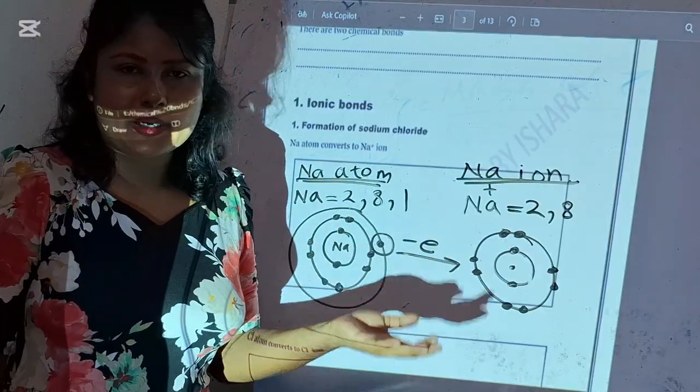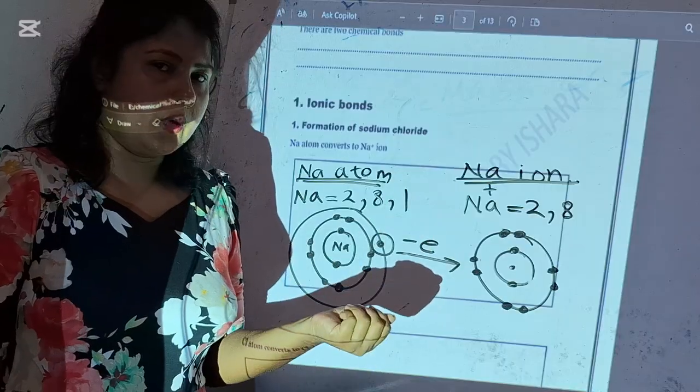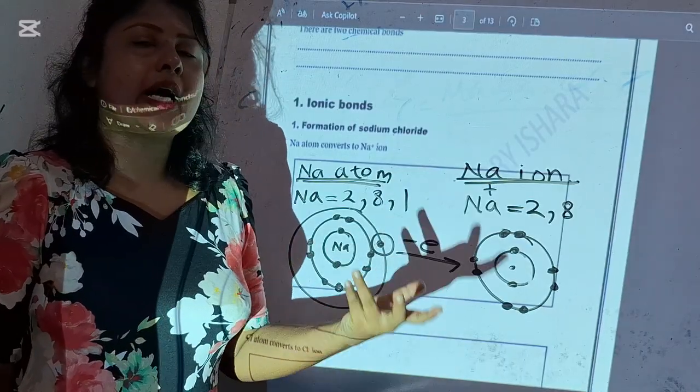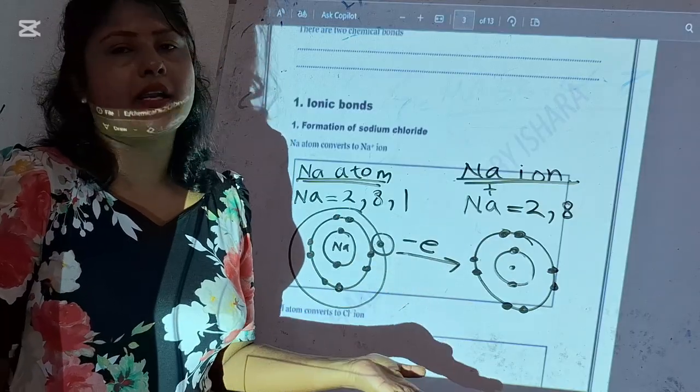But it's not happening. The reason is that it is hard to do. The easiest way of becoming stable is releasing 1 electron.